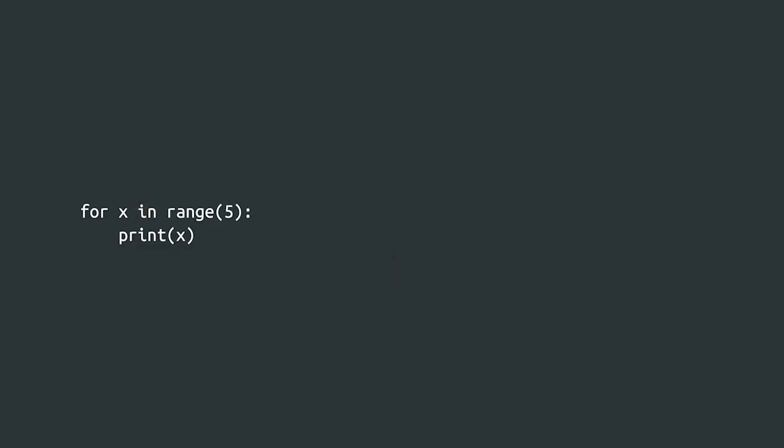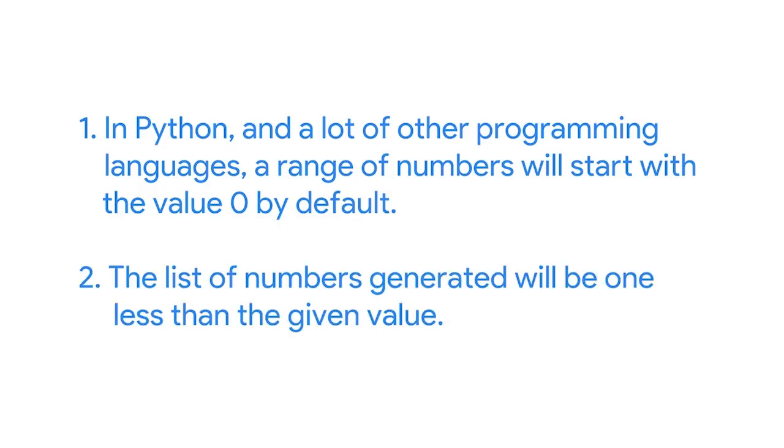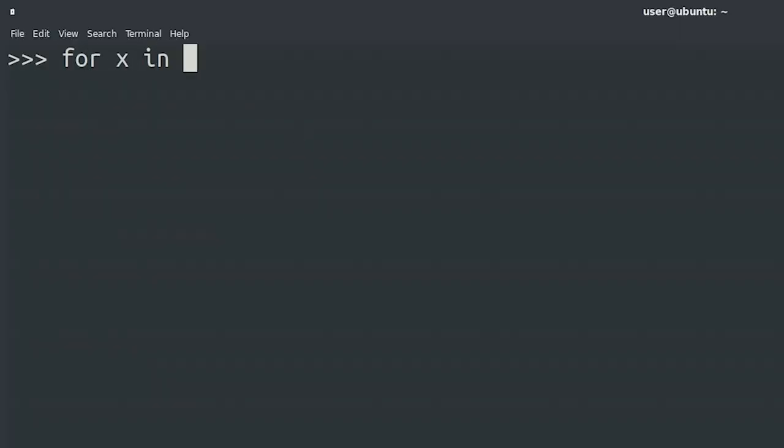Also, between the for keyword and the in keyword, we have the name of a variable. This variable will take each of the values in the sequence that the loop iterates through. So in this example, it'll iterate through a sequence of numbers generated using the range function. There are two important things I want to call out about this range function. First, in Python and a lot of other programming languages, a range of numbers will start with the value 0 by default. Second, the list of numbers generated will be one less than the given value. In the simple example here, x will take the values 0, 1, 2, 3, and 4. Let's check this out.